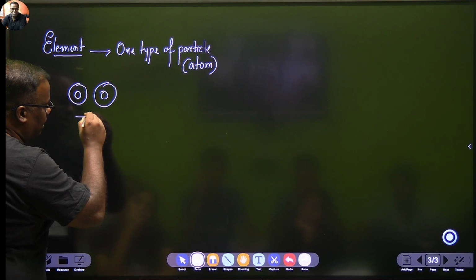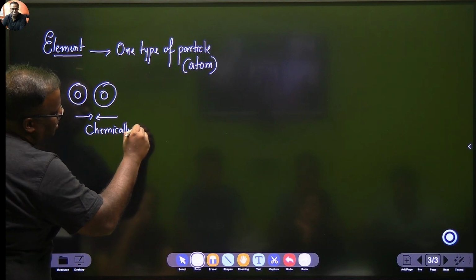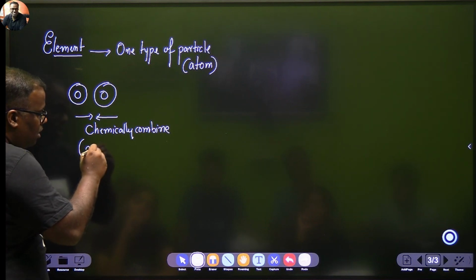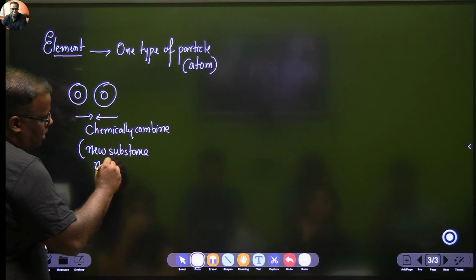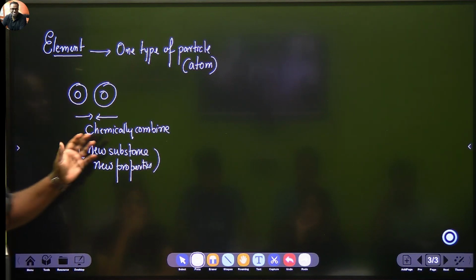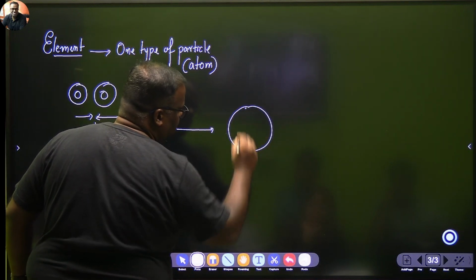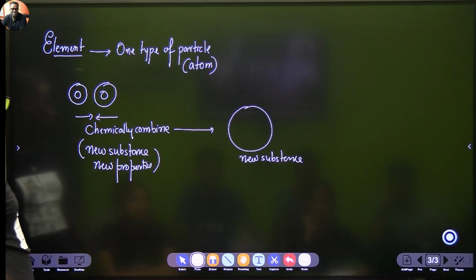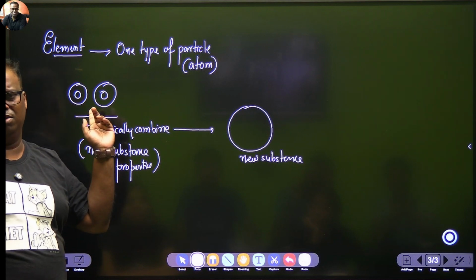If these two particles chemically combine, and when we say chemically combine, always remember, new substance, new properties. What do we mean by this? New substance, new properties means when they chemically combine, they will form something, and this is a new substance. It will have new properties. It means it will not retain the properties of either of the combining substances. Both were the same particles, by the way. It will bring new properties.